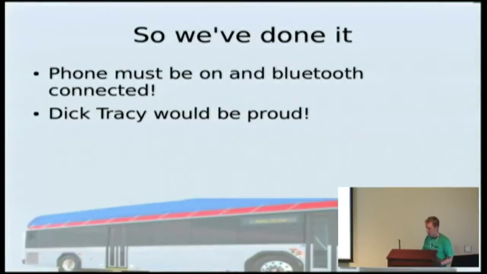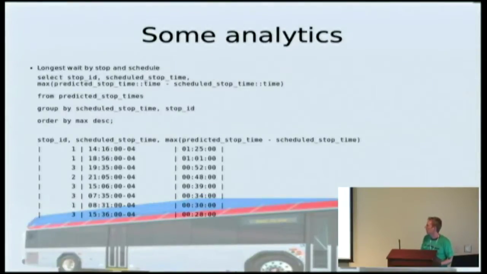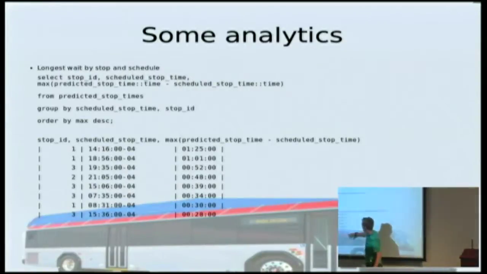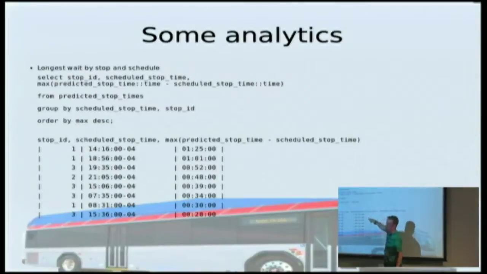So that's mostly all I have. I mentioned data analytics, so I just ran a simple Postgres query. I've been logging predicted times for about a week. In that week, I asked, for what are the longest times that a bus has been late? I don't know if this is bad GPS data or just bad bus drivers or what, but you can see in a week, there were 6 stops where the bus was over half an hour late. The longest one was 1 hour and 25 minutes.